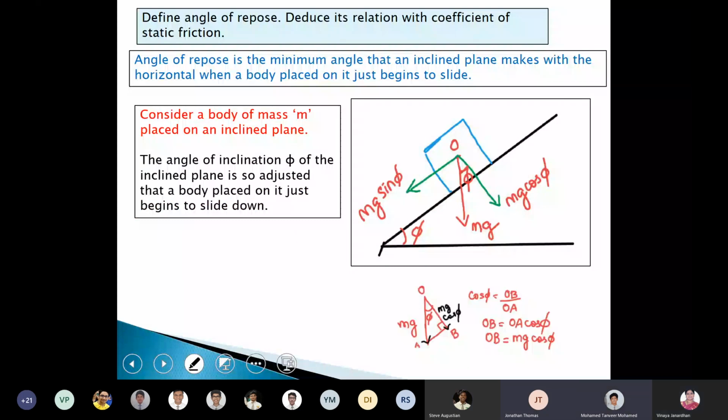Ma'am, will the value be mg cos phi, or will it be mg? Yes, this is the normal reaction, correct, boys? I'm only identifying the forces right now. The next step is frictional force. But always remember, your normal reaction should be always perpendicular to the surface.